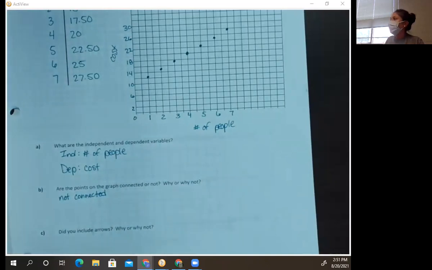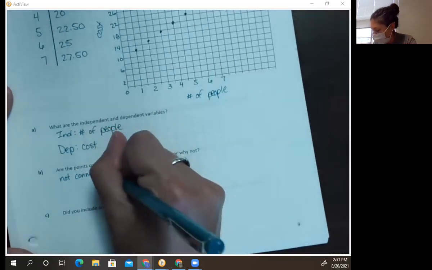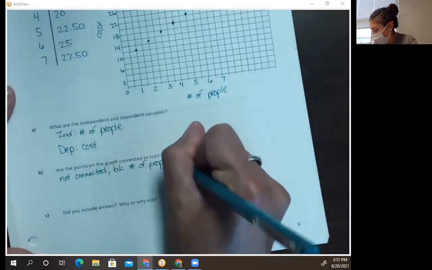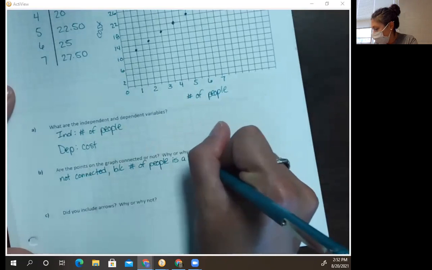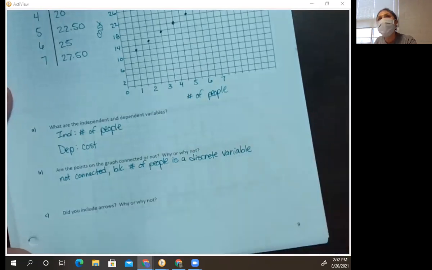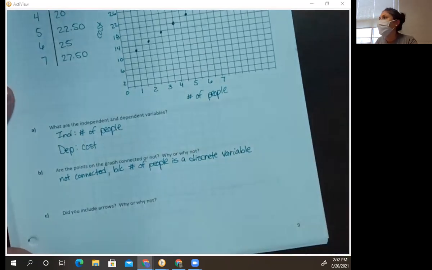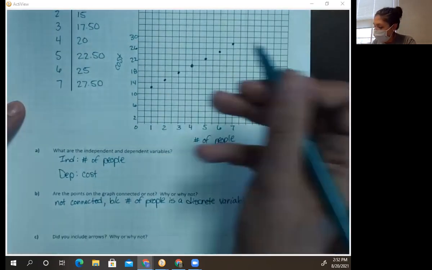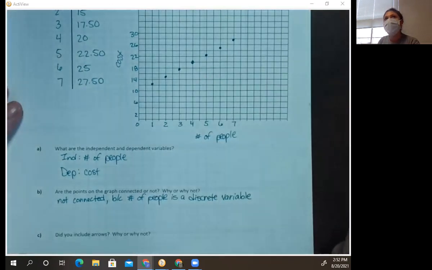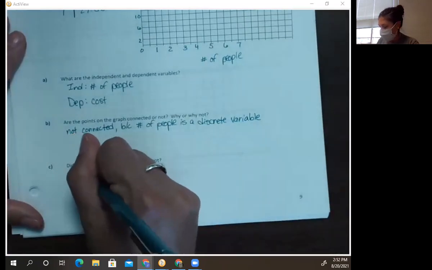Number of people, we talked about yesterday, is a discrete variable, not connected. I have to have whole people. So I don't want to connect these because I can't have this point right here. I only have the ones that I see. Could I have arrows? Go ahead. Yeah, I don't want arrows on this either. No arrows.